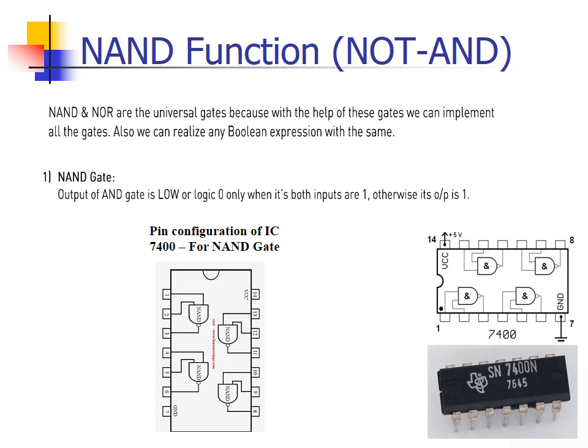The output of a NAND gate is low, or logic 0, only when both the inputs are 1; otherwise its output is 1. For this purpose, in logic gates we generally use the 7400 IC. It is also a 14-pin IC. As shown in the figure, pin number 7 is always ground and pin number 14 is always VCC. There are 4 NAND gates in the 7400 IC.